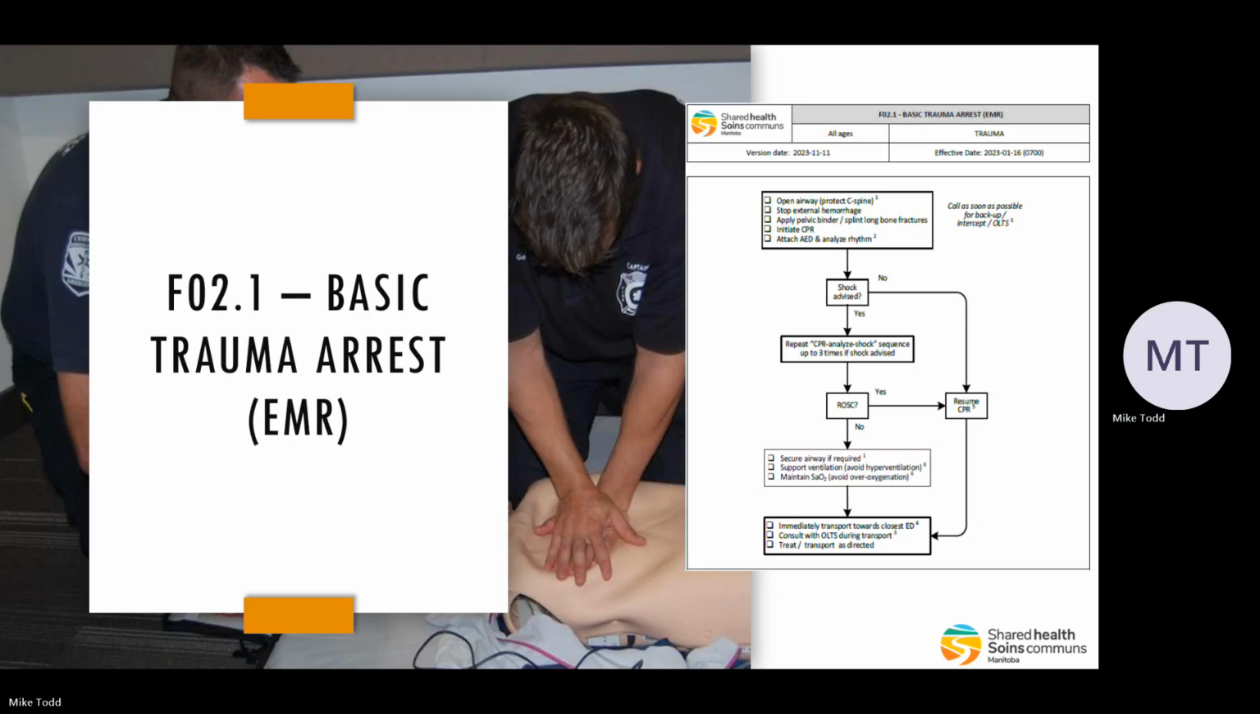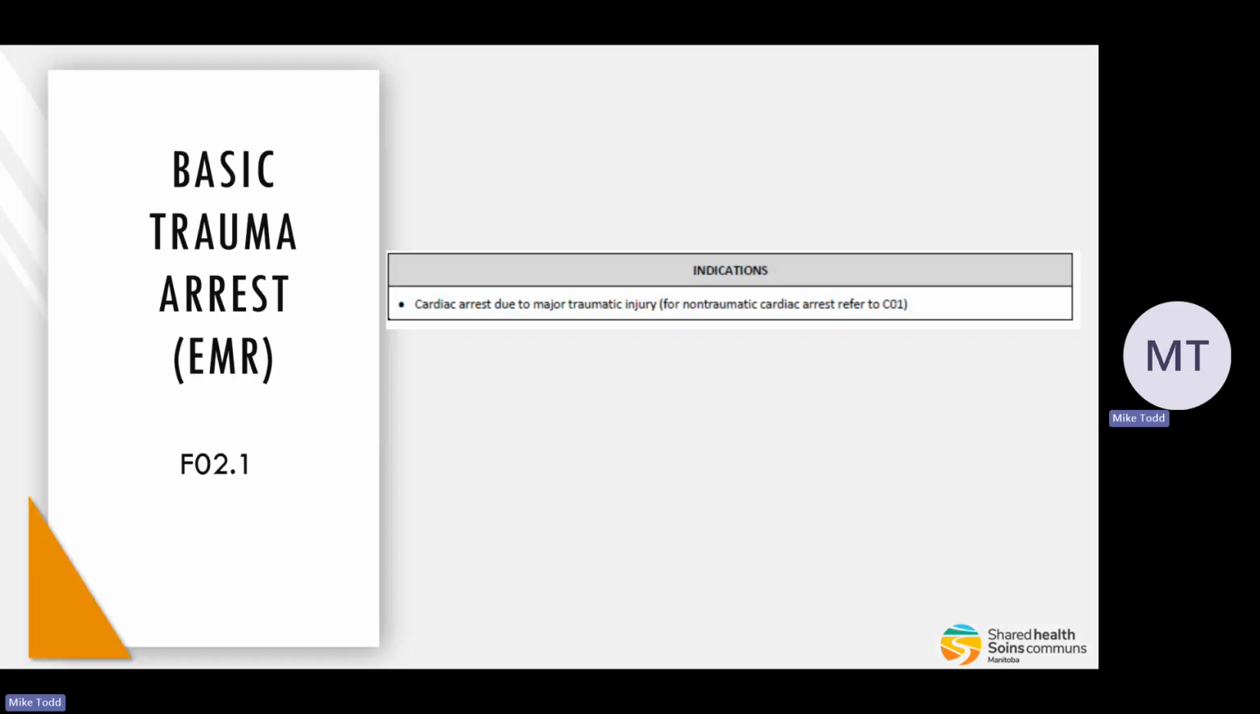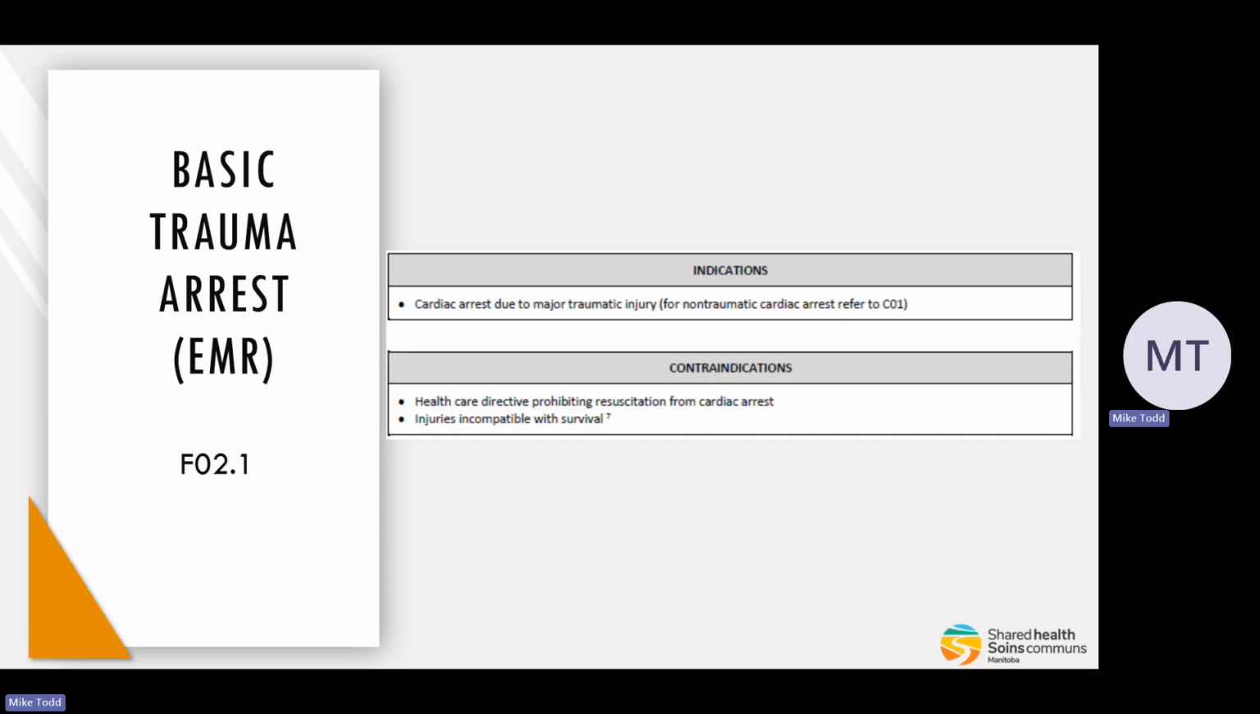So the new addition here we have is F02.1 basic trauma arrest, and these are for EMRs. And there is an advanced one as well, which we're going to go over after this one. And these are brand new care maps here. So indications to use this care map is cardiac arrest due to major traumatic injury. If it's non-traumatic, we're going to go to the EMR basic cardiac arrest care map that we just reviewed.